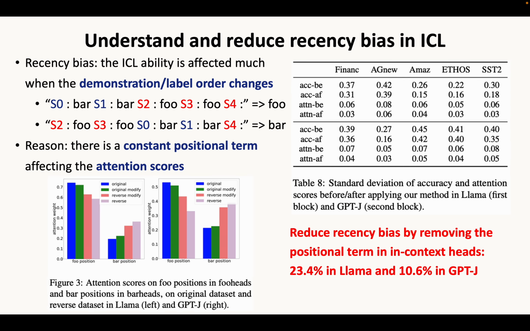We also utilize the hypothesis to understand and reduce the recency bias in in-context learning. When the order of the demonstration label pairs changes, the ICL ability is affected much. We find that this is because the computation of the attention score has a constant term about the positions. So we remove the positional term in in-context heads, and the recency bias is reduced.